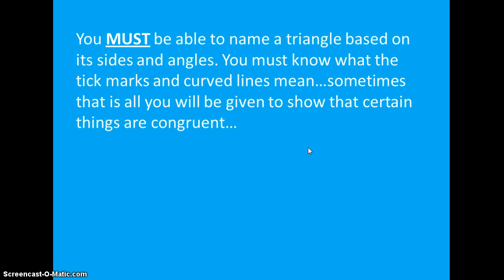So in Power Standard number 11, you must be able to name a triangle based on its sides and its angles. So you have to be able to give it its first and its last name. You must know what the tick marks and curved lines on a triangle mean, because sometimes that's all that we will give you to show you that certain things are congruent, and that helps you determine what type of triangle it is.